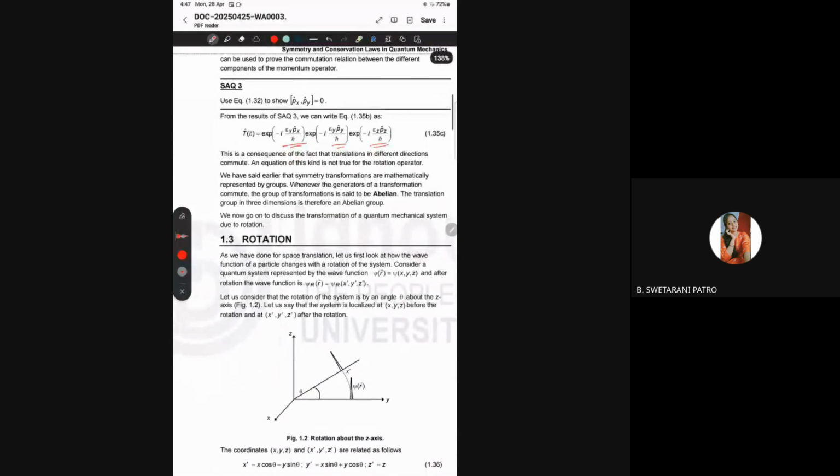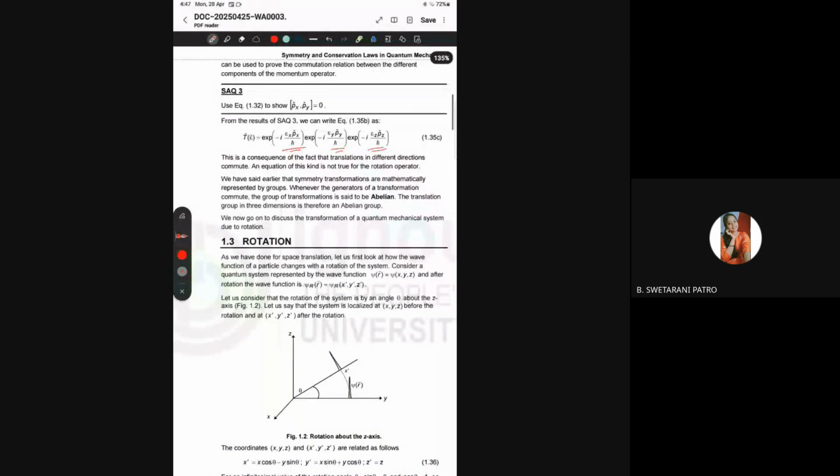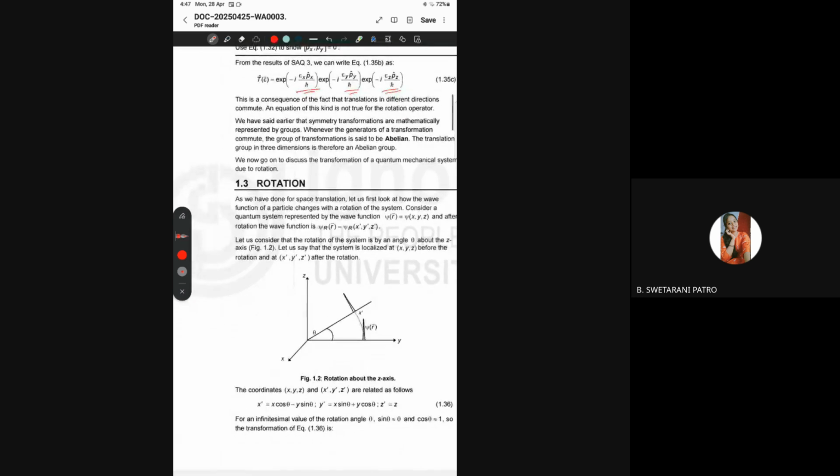All right. So I guess you can try this small answer type question afterwards. As you can see, this is for finite translation. That's why it is showing the exponential part here. Next, we will move over to rotation. After translation, now we will move over to rotation.